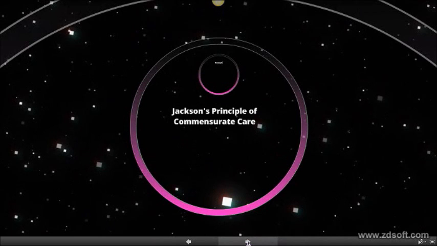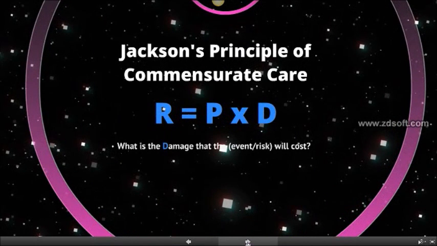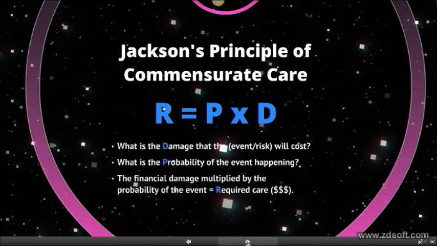Now, the book brings up Jackson's principle of commensurate care, which is basically how much money do we pay to make some of these risks go away? How do we figure this out? They use this formula, R equals P times D, where D equals the damage that the event or risk will cost, P equals the probability of the event happening, and R is the required care. The financial damage multiplied by the probability of the event equals the required care.